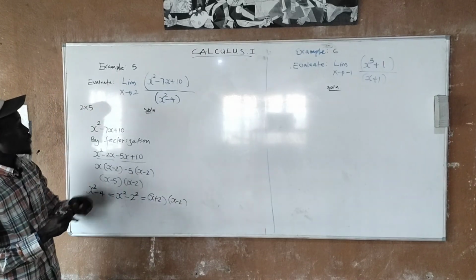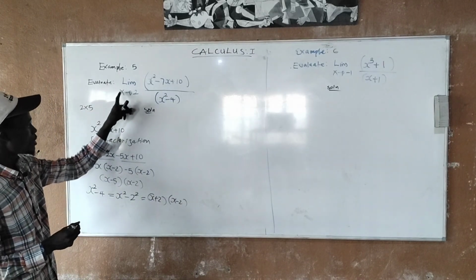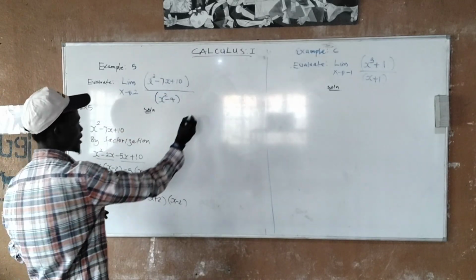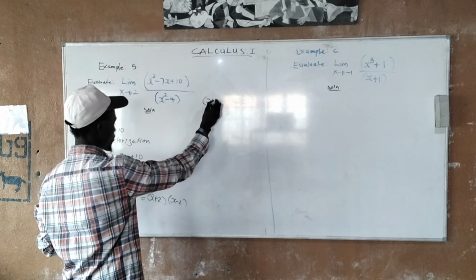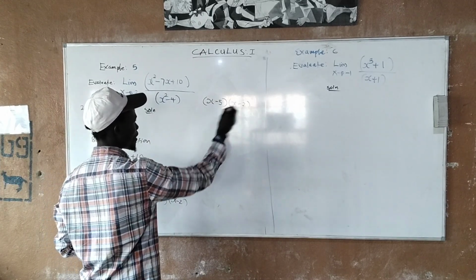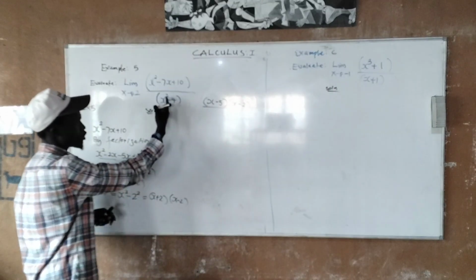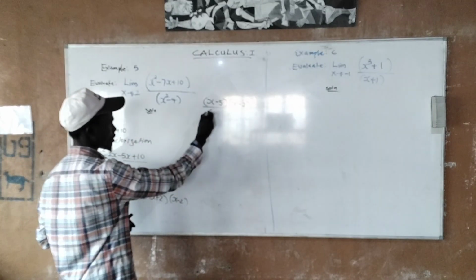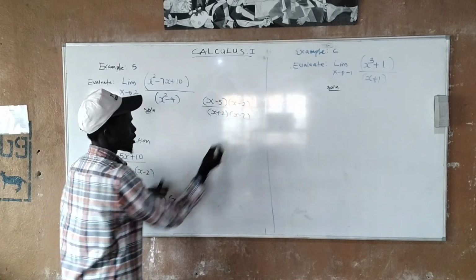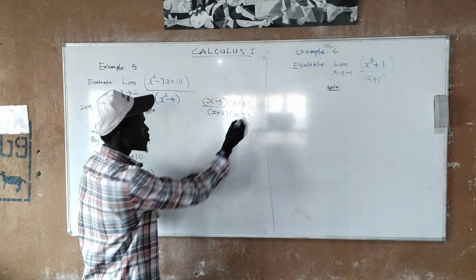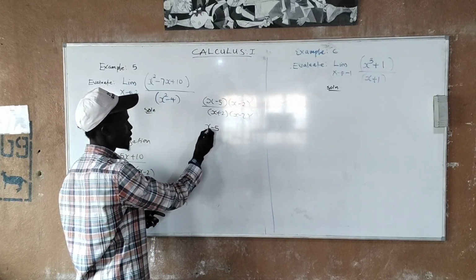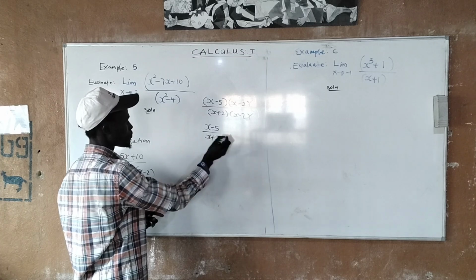Now, the whole question asks us to evaluate this function. Instead of x squared minus 7x plus 10, we have it as x minus 5 into x minus 2, divided by, instead of x squared minus 4, x plus 2 into x minus 2. The x minus 2 cancels, and what remains is x minus 5 over x plus 2.